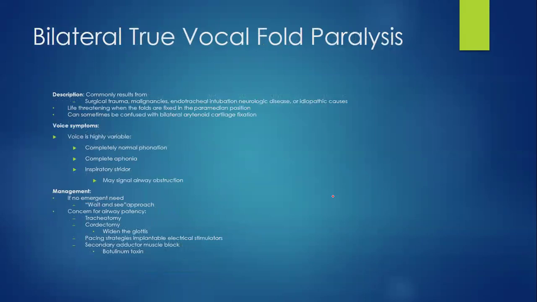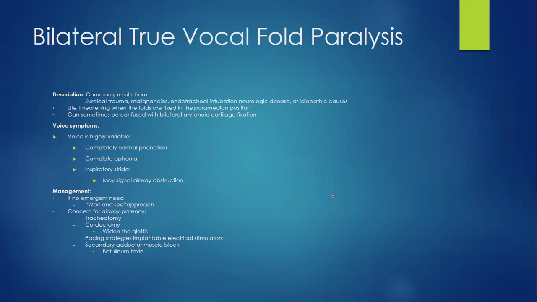Then there is bilateral true vocal fold paralysis. And this is where both vocal folds are paralyzed. And you're probably wondering, if both vocal folds are paralyzed, how can the individual talk, right? Or how can they phonate? Well, if the vocal folds are paralyzed, and they're not paralyzed at a point where they were completely abducted, then the individual can still have a voice, right? If they were closely approximated before that happened, they can have a voice.